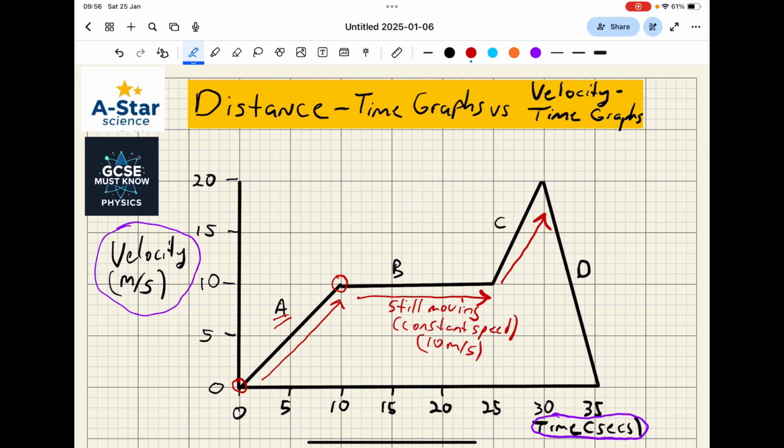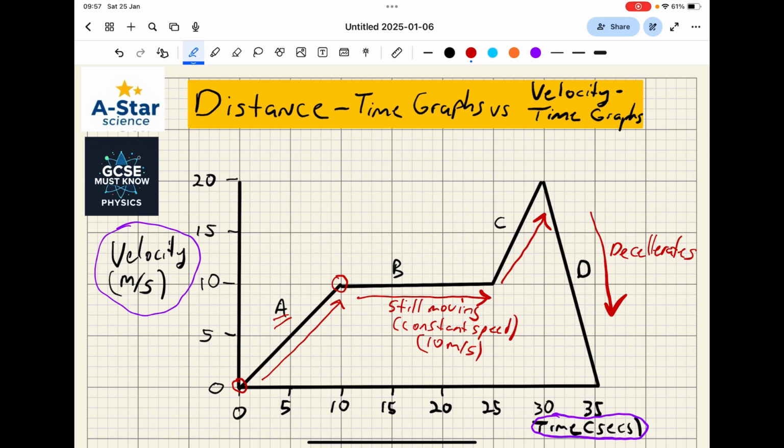And we can see that the gradient of A is less than C. So that means it's accelerating at a greater rate. And at D, we can see the object quickly decelerates. It quickly decelerates down from 20 meters per second to 0 meters per second. This is the difference between the velocity time graphs and the distance time graph.